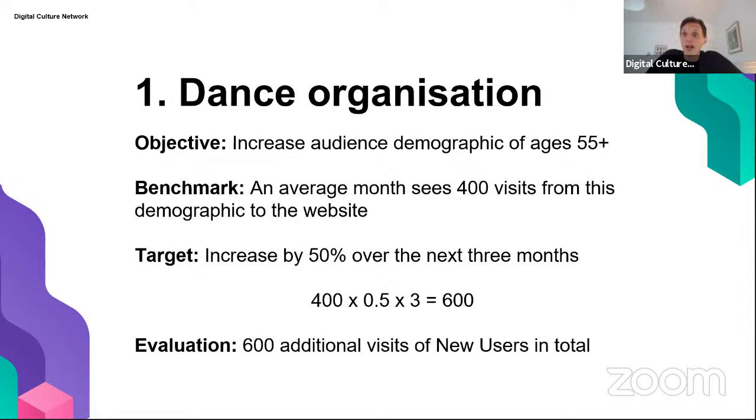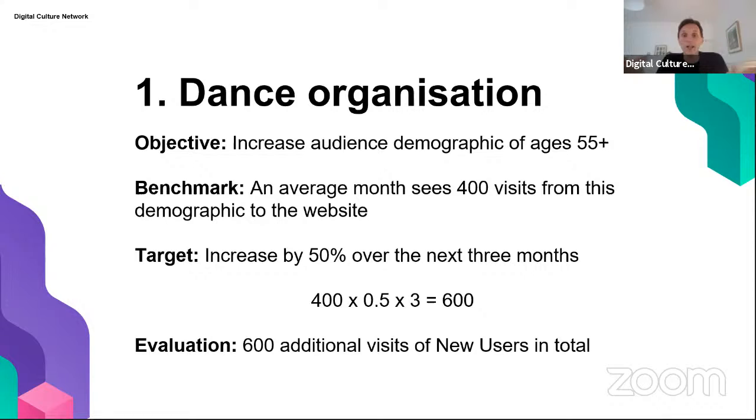Next, we're going to apply the benchmarking. So our dance organization wants to increase the demographic of over 55s. On average, they've looked, this is their benchmark, they're seeing 400 visits from that demographic to the website. They're looking at the audience reports in Google Analytics, and they're seeing 400 visits a month, on average, that we get anyway. So for the specific and achievable element of their SMART objective, they want to increase the number by 50% over the next 3 months.